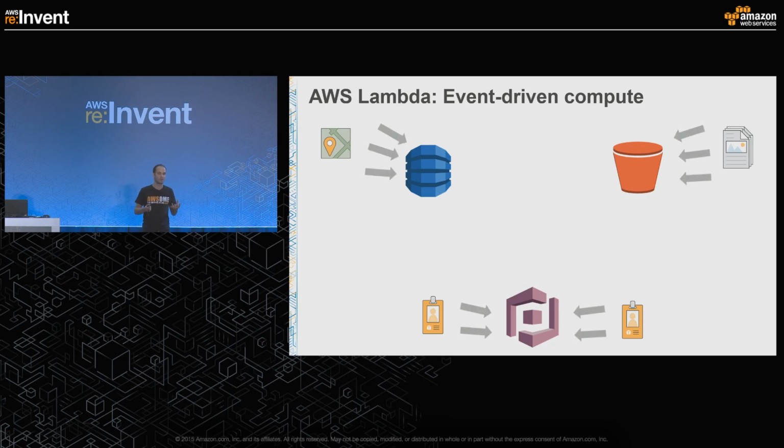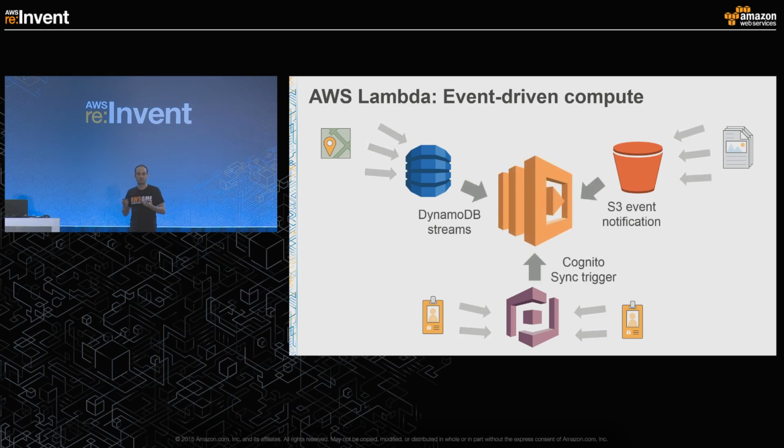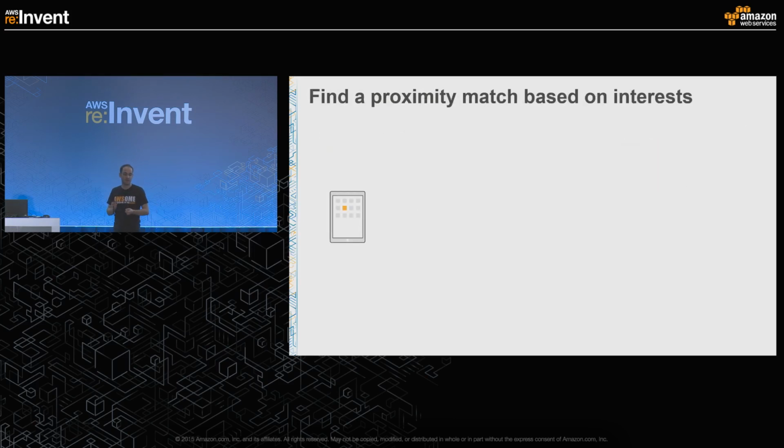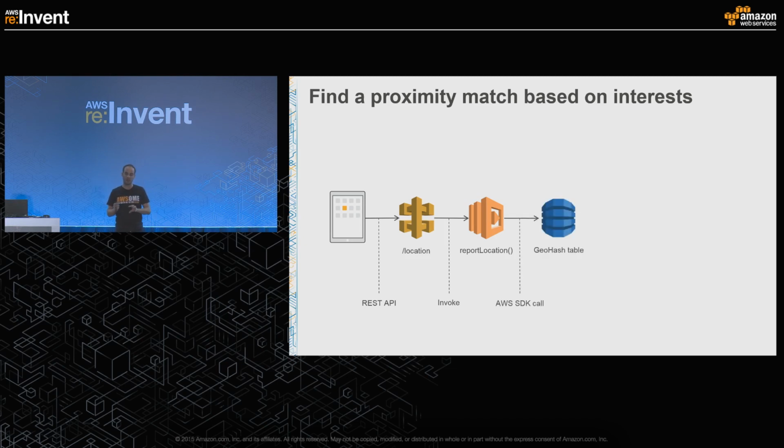Now, what can we do with that? Well, we can leverage Lambda to interact on these events as they're coming in by using DynamoDB streams, S3 event notifications, and Cognito Sync triggers. Now, that's great because all those movable components that we have actually allow us to define if we have a match. So let's think about it. The mobile device basically makes a RESTful API call to our Amazon API Gateway, which reports the location back into a DynamoDB geohash table using a Lambda function.